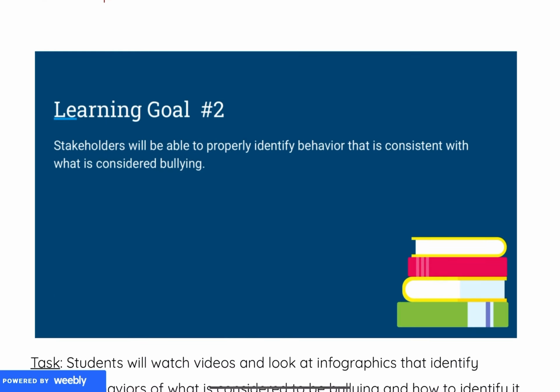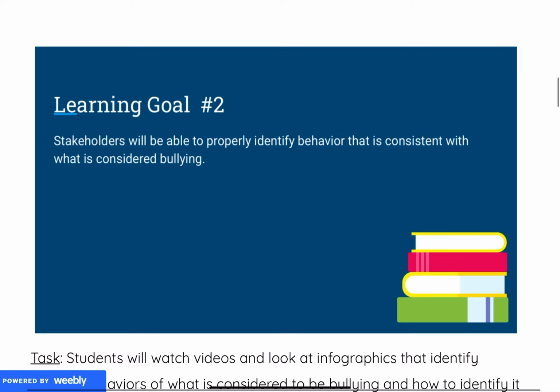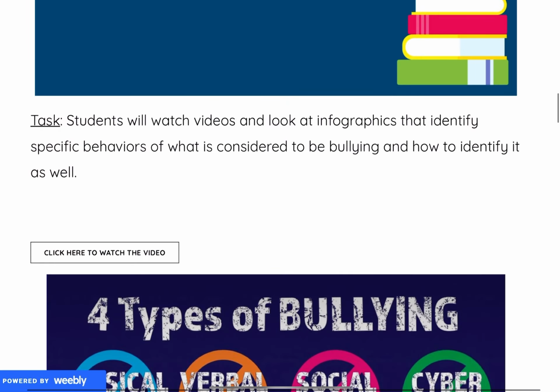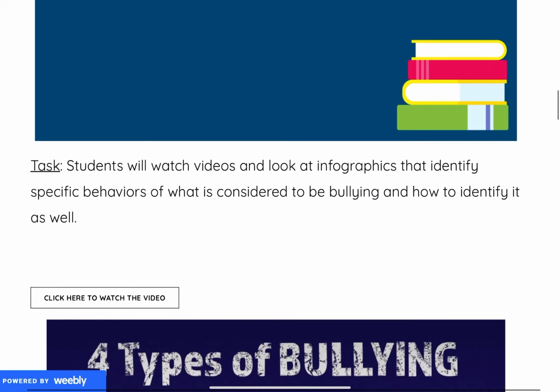Learning goal number 2, stakeholders will be able to properly identify behavior that is consistent with what is considered bullying. So being able to not only understand what bullying is by definition in learning goal 1, but learning goal 2 goes a little bit further, being able to actually identify these behaviors. Task for learning goal number 2.